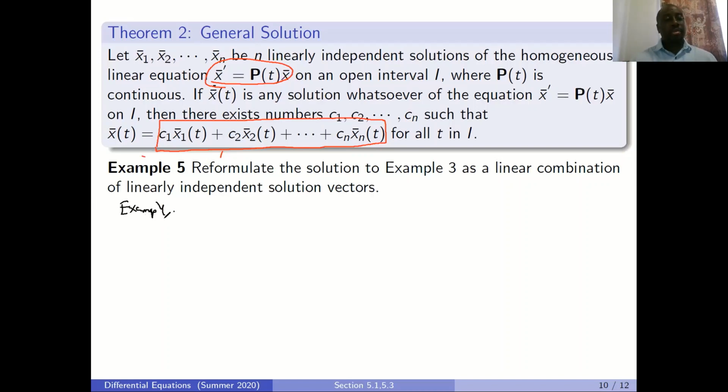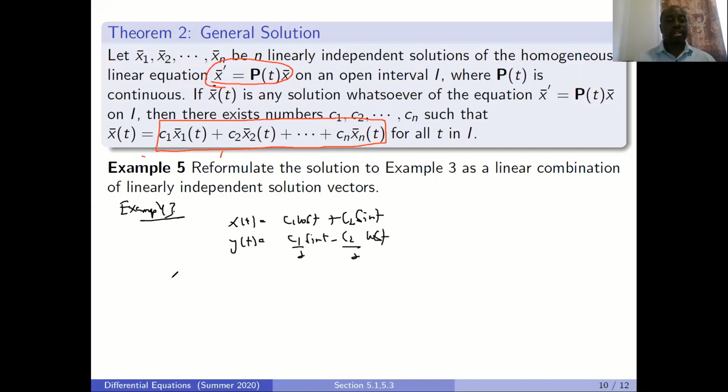Right, in example 3, we had the general solution to be x of t is c1 cosine of t plus c2 sine of t. And then we had y of t to be c1 over 2 sine of t minus c2 over 2 cosine of t.